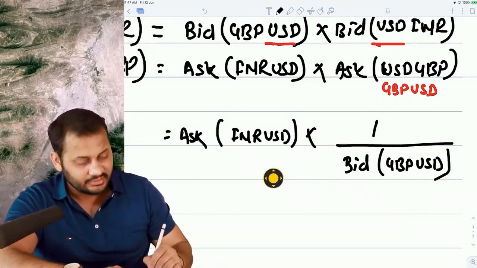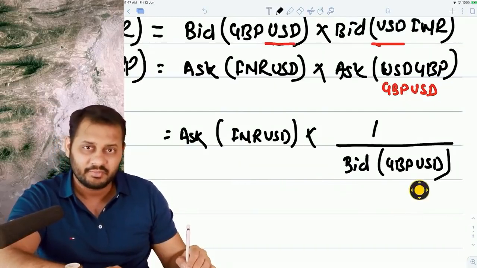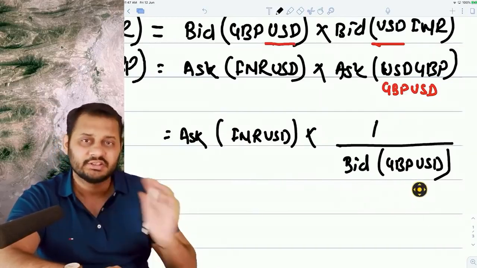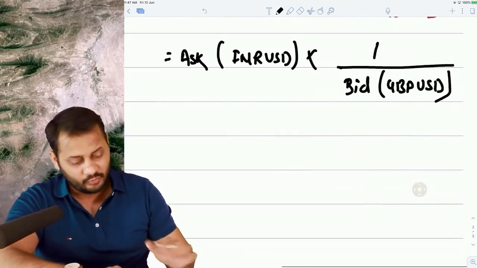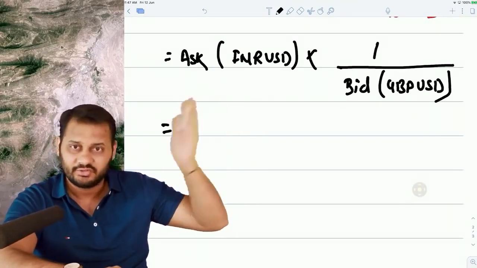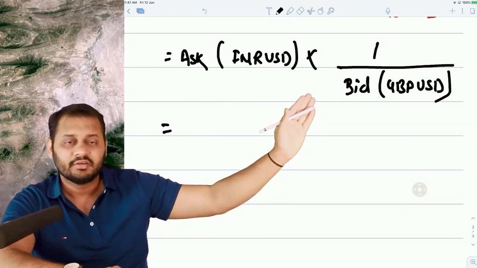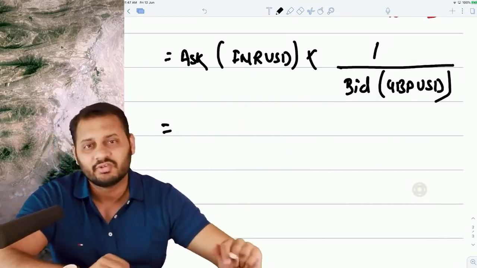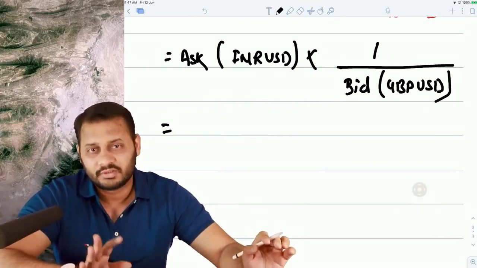So what I have done is, now I have a requirement in the same way the quotations are given in the question, and now pick up the rates from there. Take the ask of INR USD, you can take it from the question, take the bid of GBP USD, and then you can solve it. Simple thing.